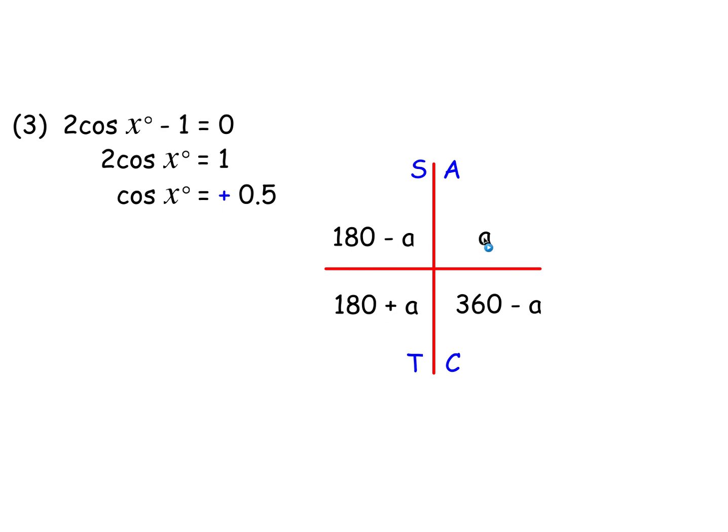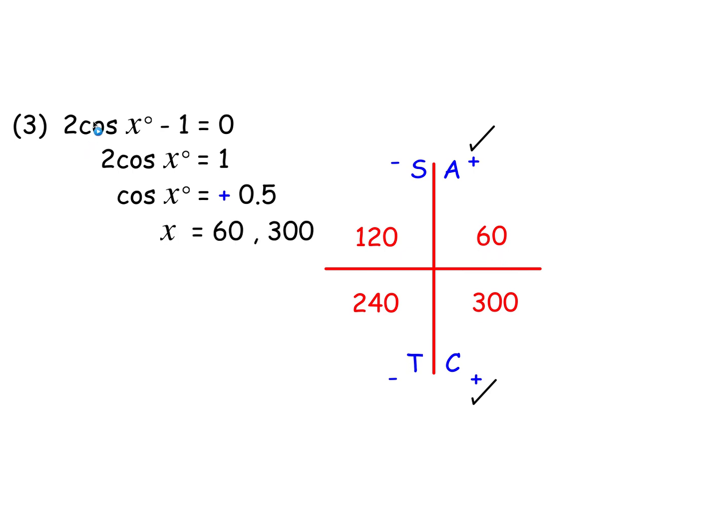So you inverse cos 0.5, and it's really another one you should know, which is 60. So cos 60 is a half. Just like sine 30 was a half, cos 60 is a half. And you've picked out A and C. There's the angles: 60, 180 minus 60, 180 plus 60, 360 minus 60. It's in A and C, so it's the 60 and the 300. So this is the bit you write down for the answers. This is working out at the side.